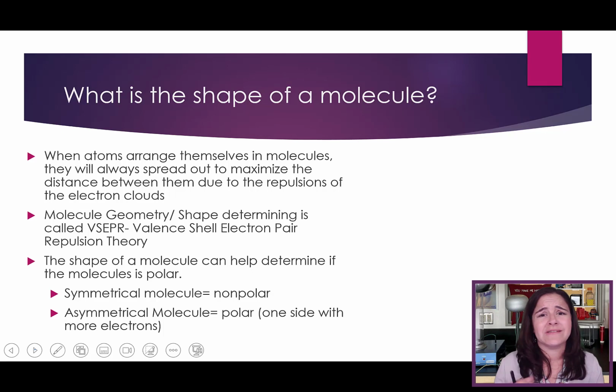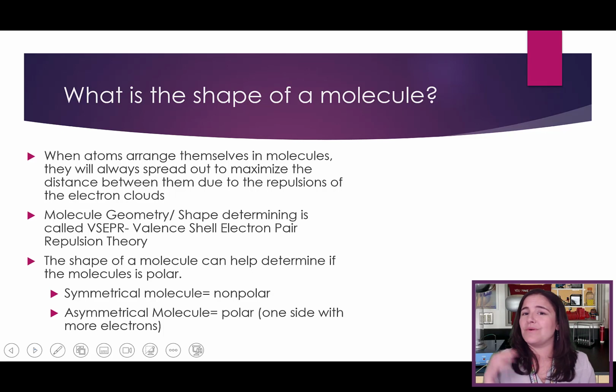Okay, polarity determines a lot about the properties of a molecule. So if it is a completely symmetrical molecule, like this model of methane, CH4, that I have here, it's going to be nonpolar. But if we have an asymmetrical molecule where there's one area with more electrons than another, then it's going to be a polar molecule, okay? So asymmetrical, polar; symmetrical, nonpolar.